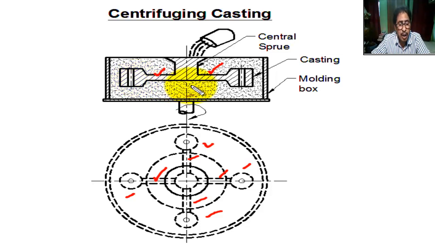In this case, the mold cavities do not rotate about their own axis, but the whole unit, the whole number of molds, is rotated about the vertical axis.